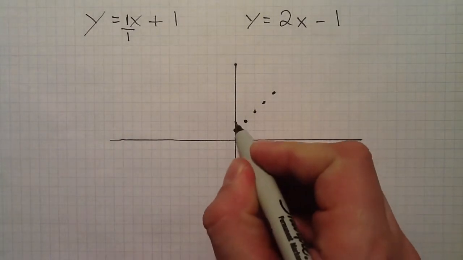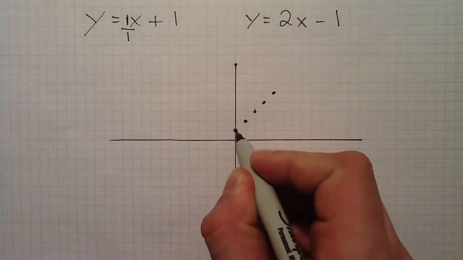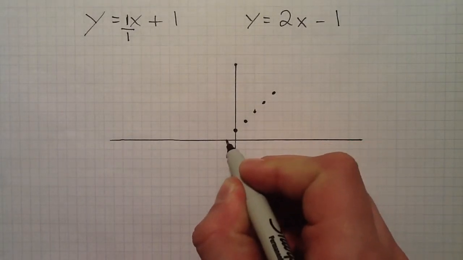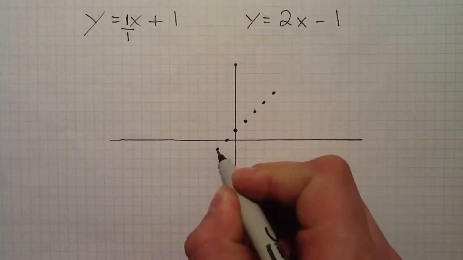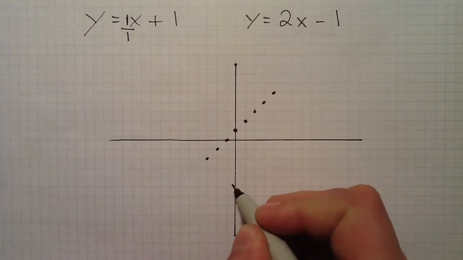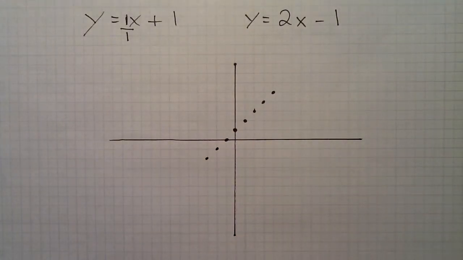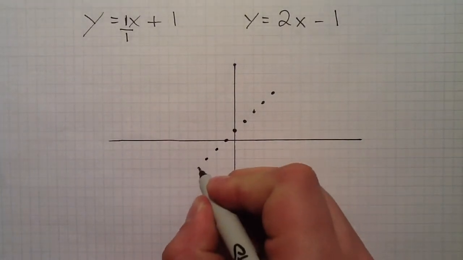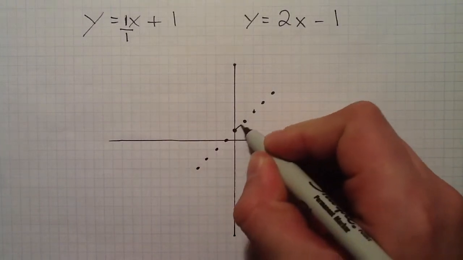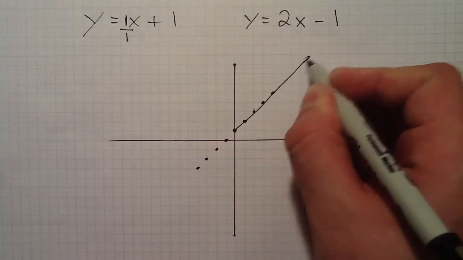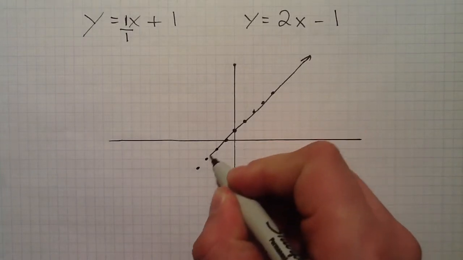Now since I'm rising 1 and running 1, I can do the opposite of that. I fall 1, go left 1, fall 1, go left 1, just to make sure I get a nice straight line. And I can keep doing this. Once I get a decent amount of points in there, I just draw in my line.